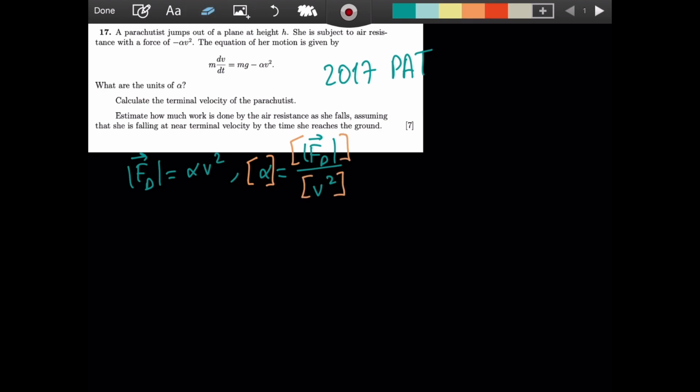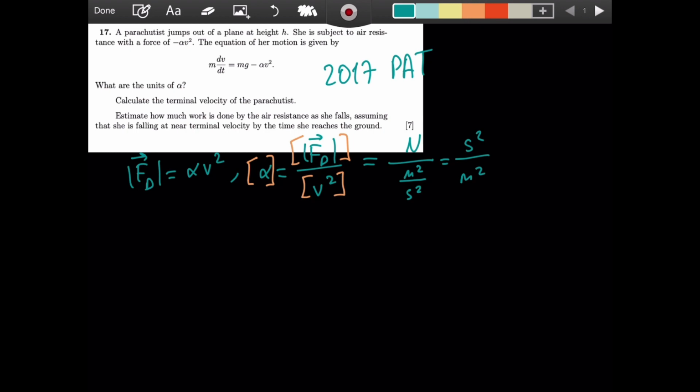let's see the unit of alpha. So what is the unit of drag? Well, it is a force, so it is a unit of Newton. Now we have that the unit of velocity is meters per second. We square that to get meters squared per second squared, which is second squared over meters squared times Newton.